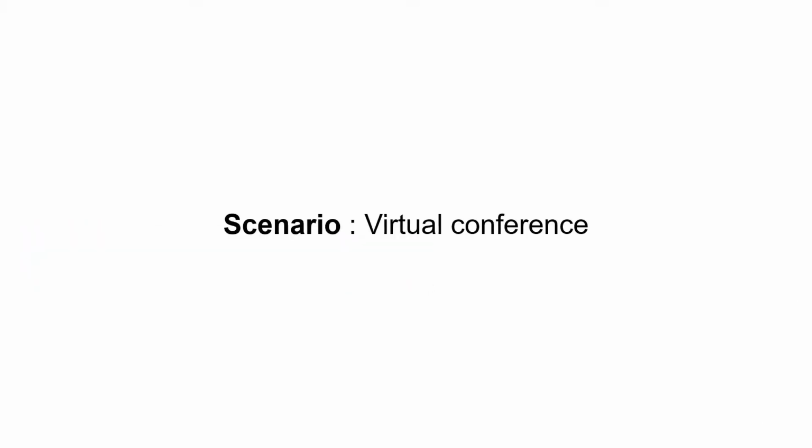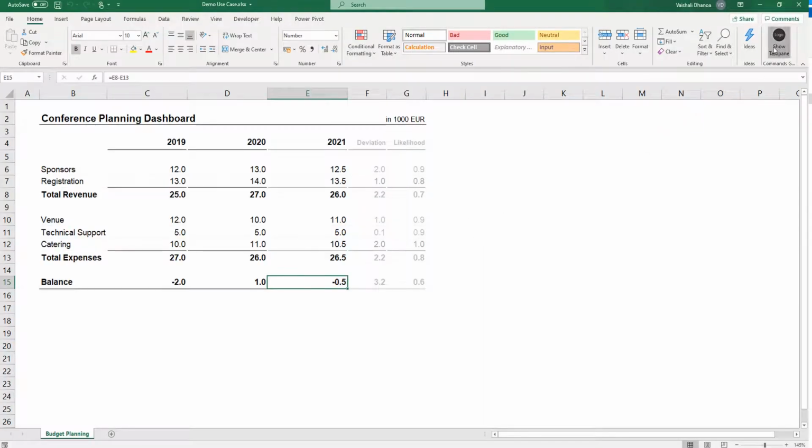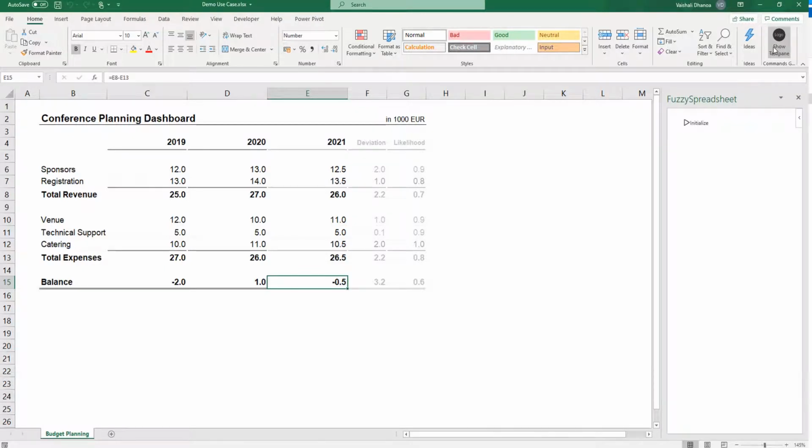We demonstrate Fuzzy Spreadsheet for the scenario that the conference takes place virtually. Therefore, a new planning has to be carried out. We activate Fuzzy Spreadsheet as an extension to Microsoft Excel. The Initialize button triggers the parsing and sampling of the spreadsheet. To explore which cells influence the balance, we mark the balance as the reference cell.